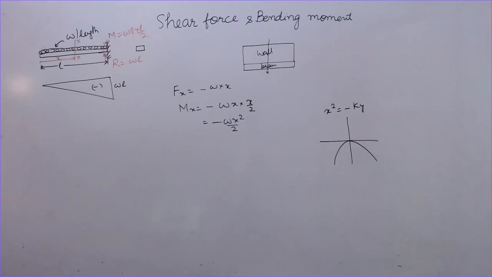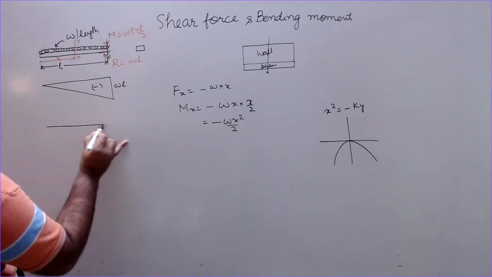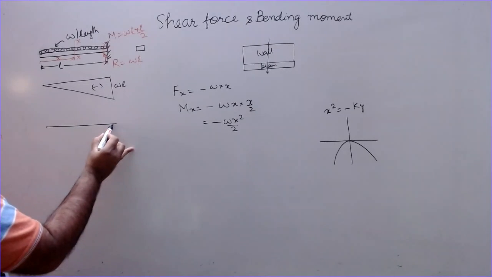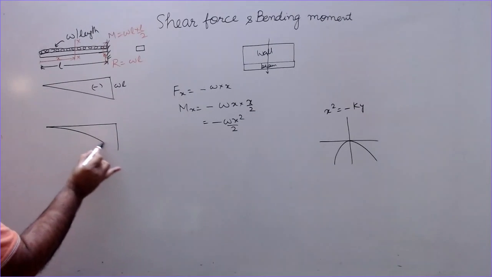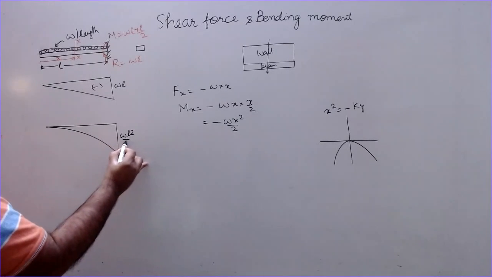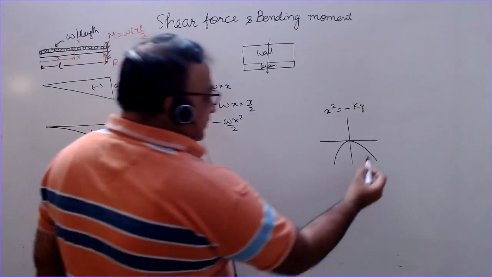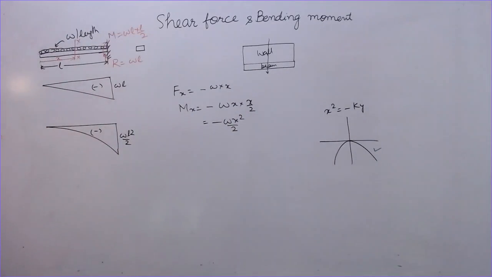So you can now draw the variation of this bending moment. At x equal to 0, the bending moment is 0. And at x equal to L, the bending moment is WL square by 2. This is the bending moment diagram. So we have used this portion of this parabola. So this is how you can draw the bending moment and shear force diagram in case of a cantilever having uniformly distributed load over the entire section of the cantilever.